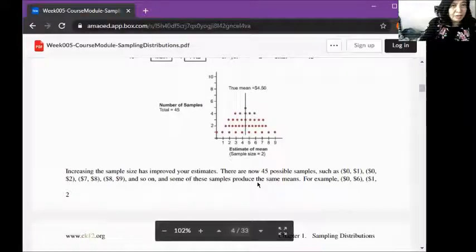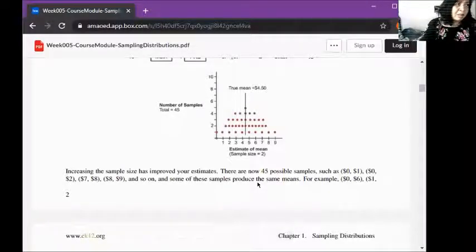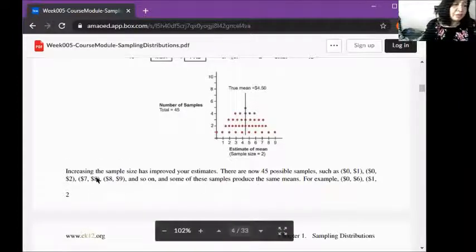So you can list them as 0 1, 0 2, 0 3, 0 4, 0 5, etc., and all other possible combinations until you reach 45. If you observe the samples, some of them will produce the same means. For example, 0 1, 0 2, 7 8, 8 9, and so on.